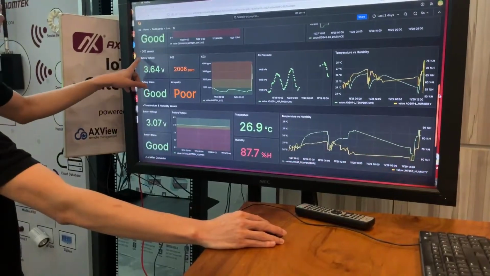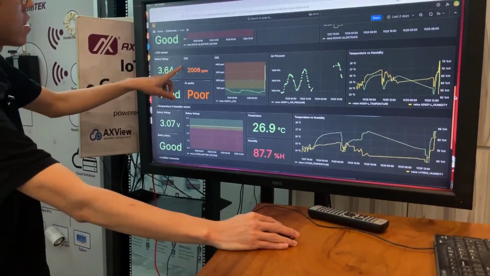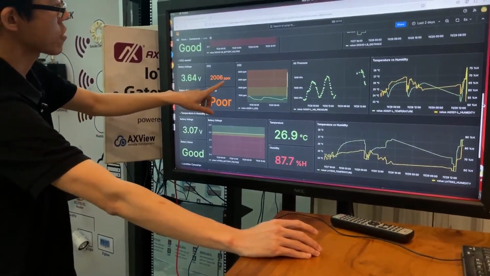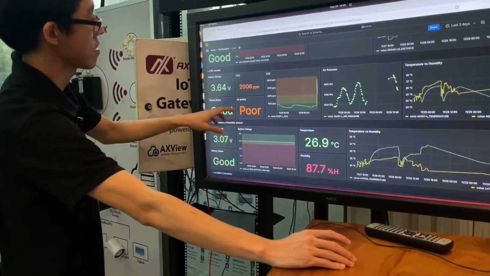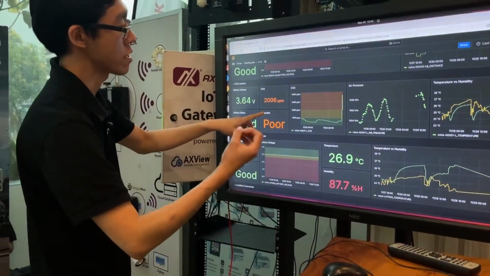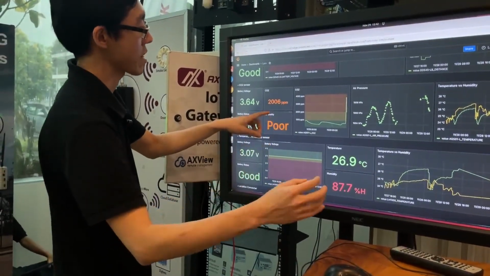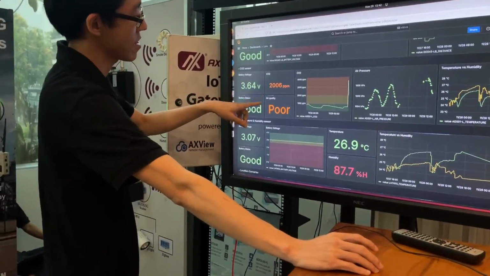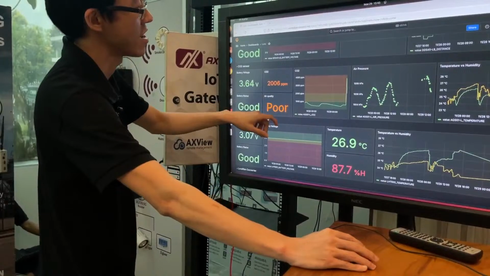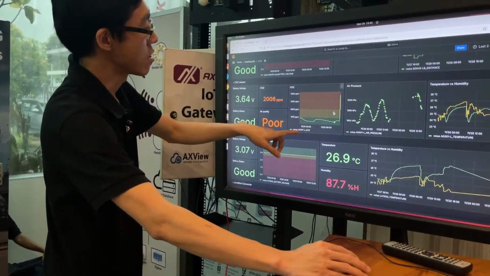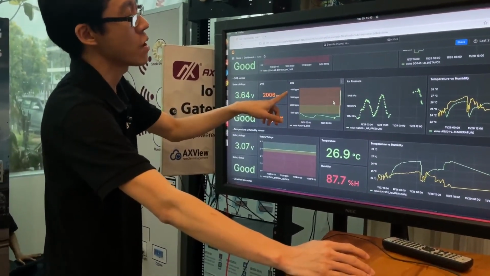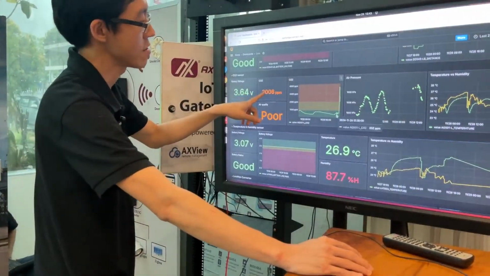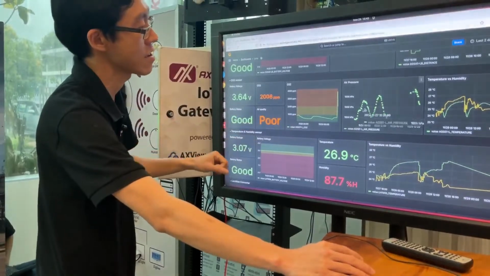Okay, now this one is the carbon dioxide sensor. You can see the CO2 concentration in ppm. Because just now we simulated it, we blew some gas on it, and the carbon dioxide concentration increased, so the air quality became poor. In a normal outdoor environment, the CO2 concentration is around 400 ppm.